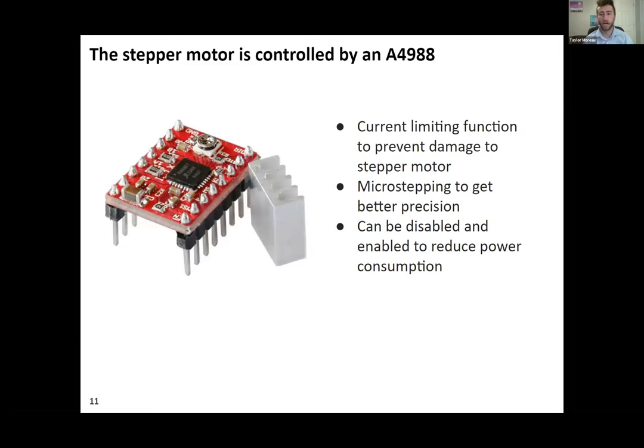So in order to control the stepper motor, we opted to use an A4988 stepper motor driver. Some of the reasons we used this driver compared to other ones is that it was readily available, it was cheap, and if at any point in testing or operation the module gets damaged, we can easily take the module out of the control board and replace it with another one. It also comes with a current limiting function to prevent damage to the stepper motor if it draws too much current. It also has microstepping ability, so we can get better precision of where the wiper bar can be on the rheostats. And it can also be disabled and enabled to reduce power consumption through the driver and the motor itself. Next slide.